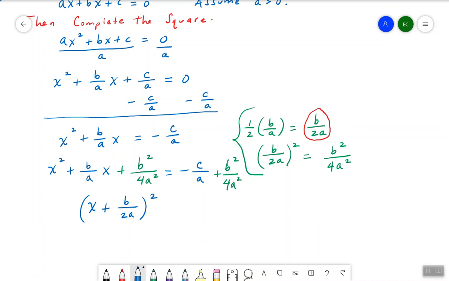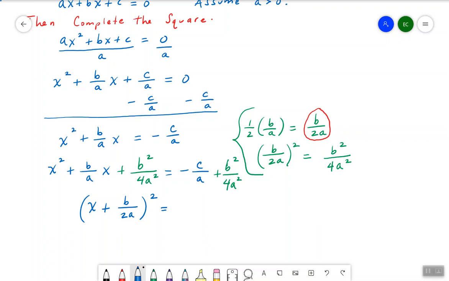And you might want to take the time to multiply this out and demonstrate it for yourself. Of course, there's an x squared, which is right here, and then b over 2a gets squared to make the b squared over 4a squared. And then you just have to convince yourself that the middle term is this b over a times x, which it is.